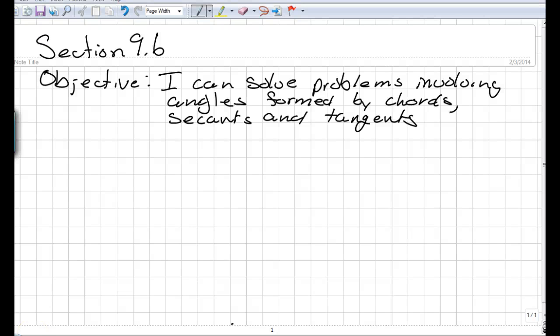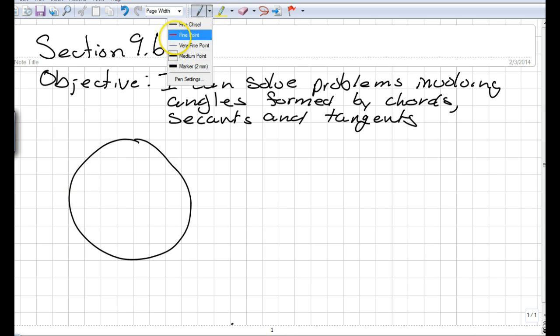Section 9.6. Our objective today is I can solve problems involving angles formed by chords, secants, and tangents. So first of all, let's look at a circle where we have two chords that intersect. So let's say we have this chord and this chord. And notice that when the chords intersect, they form four angles. And we know by vertical angles that this angle has to be congruent to this one, and this one has to be congruent to this one.